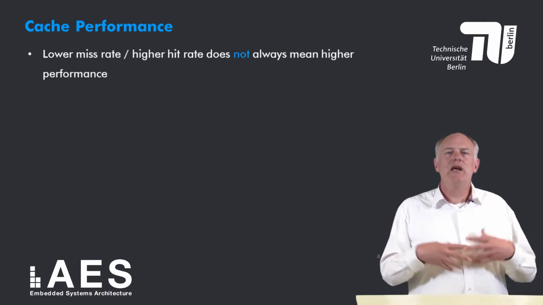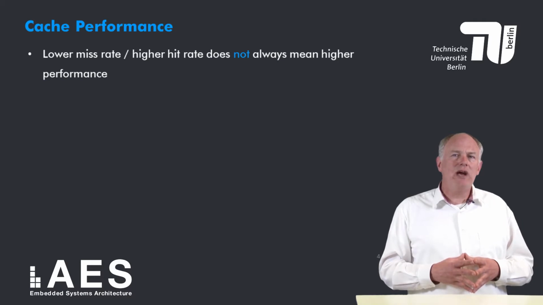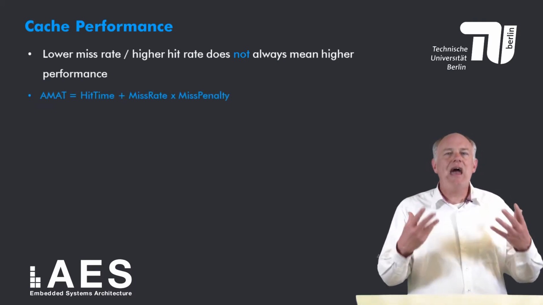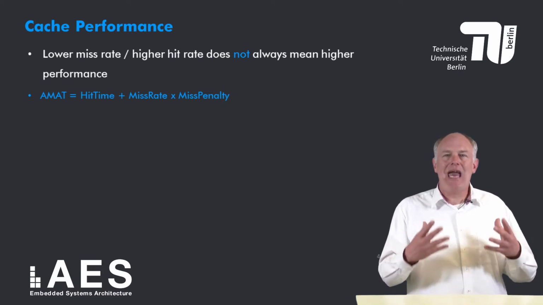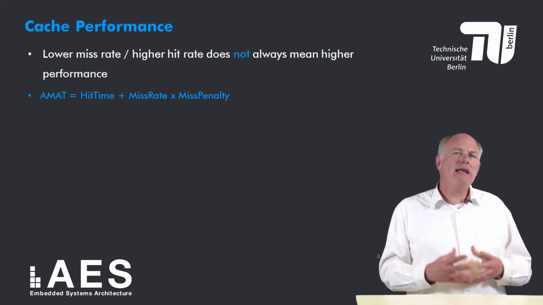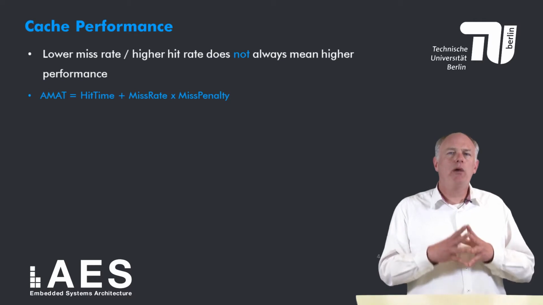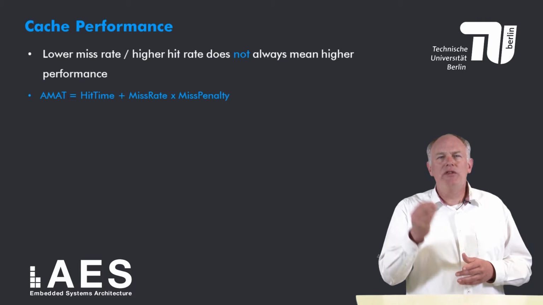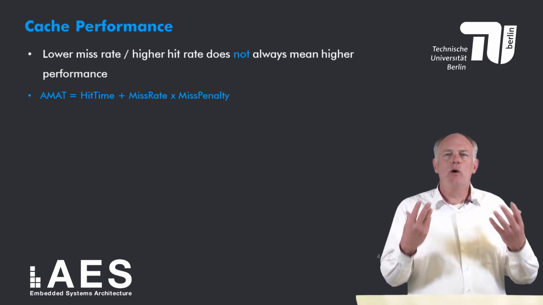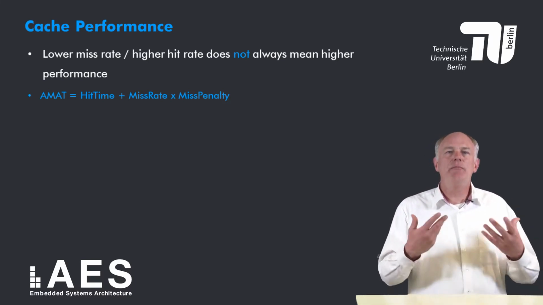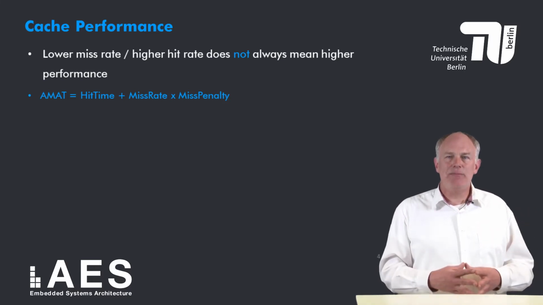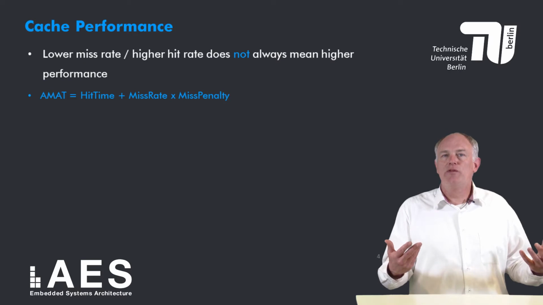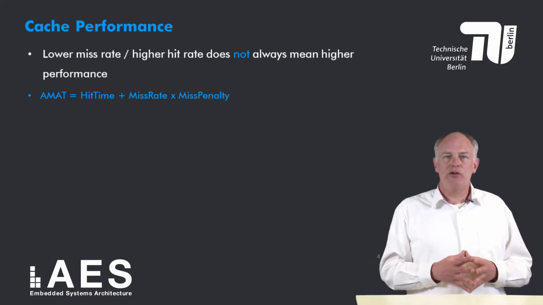For this reason, we will not use miss or hit rate as the cache performance metric, but the average memory access time, AMAT. The AMAT is given by the hit time plus the miss rate times the miss penalty. The beauty of this equation is that it encompasses the hit time, the miss rate, as well as the miss penalty. And we immediately see that the AMAT can be improved by reducing any of these terms.